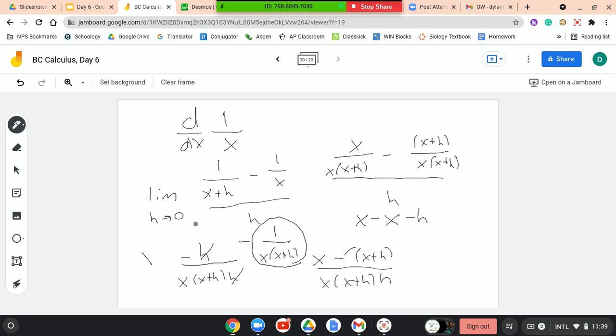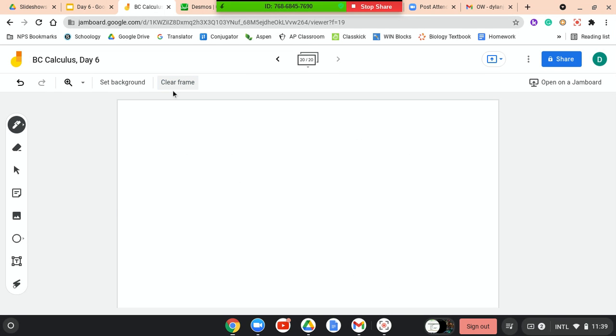Cool. So the limit as h approaches 0 of this, you'd agree, as h approaches 0, this term just becomes x, because the h goes away, it becomes 0. Cool. Okay. So then the answer to our limit is negative 1 over x times x, right? Which is negative 1 over x squared. And that's the derivative of 1 over x. Cool with that? I am cool with that.